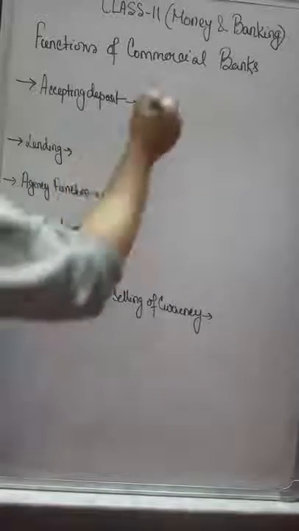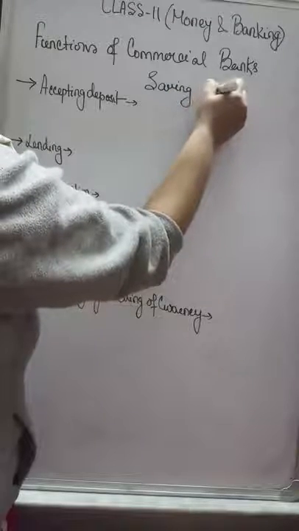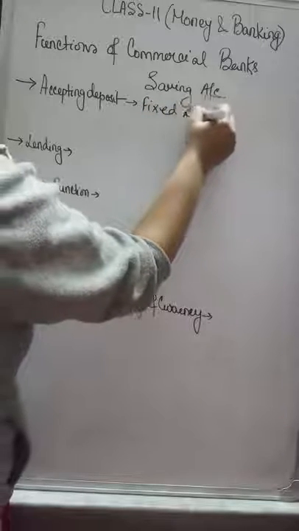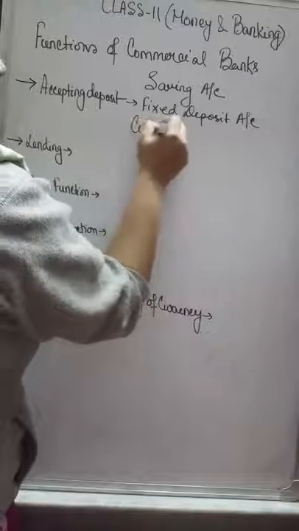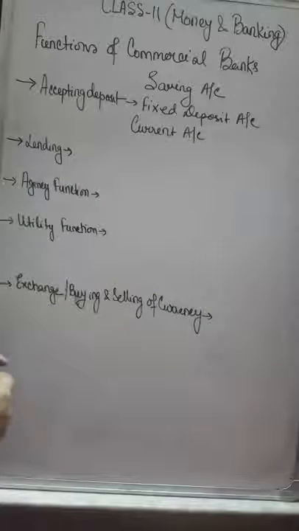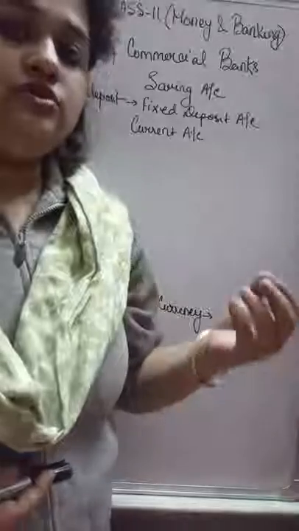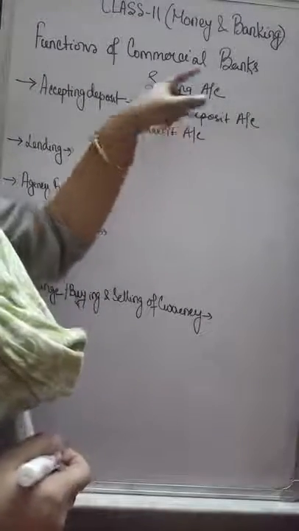So deposits are accepted in three accounts. You all must have heard of savings account, then fixed deposit account and current account. Now I will be discussing the features of all these accounts. Now savings account is the one where I can deposit the money and I can withdraw it whenever the demand for money arises, through checks or from ATM. Now the facility is given and the bank uses the money for lending purposes.